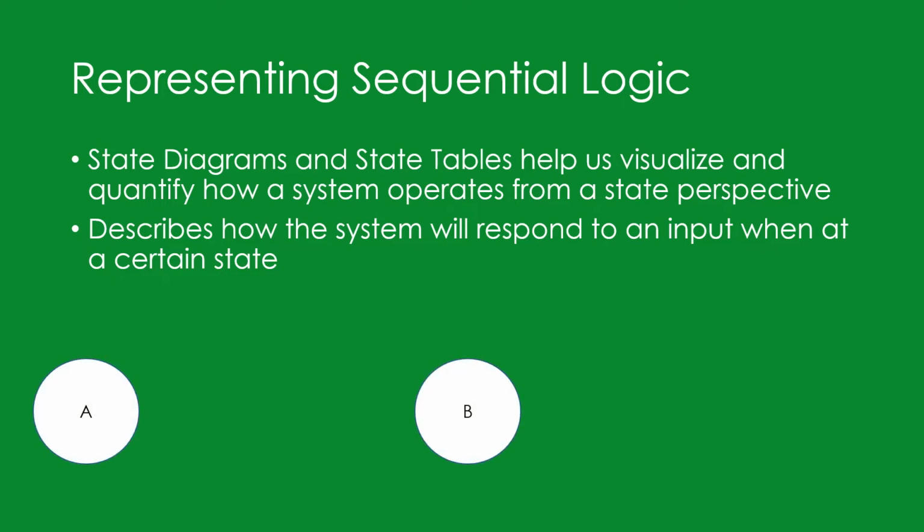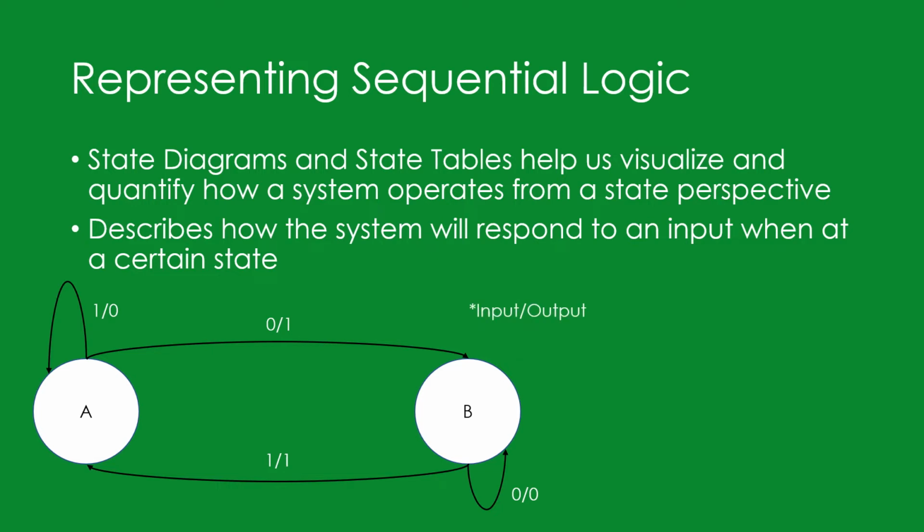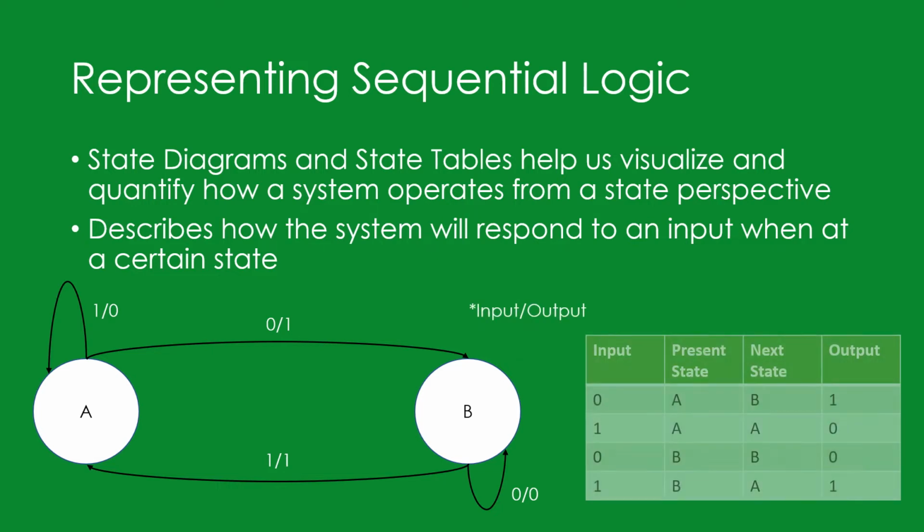Each circle on the diagram represents that state, and the arrows describe all the possible paths between states. Every arrow is labeled with the input and output that is required and what will result from each path. The table describes the same thing, where the present state is treated like an input. For any present state in a certain input, you can determine what the next state will be and what the output of the system is.